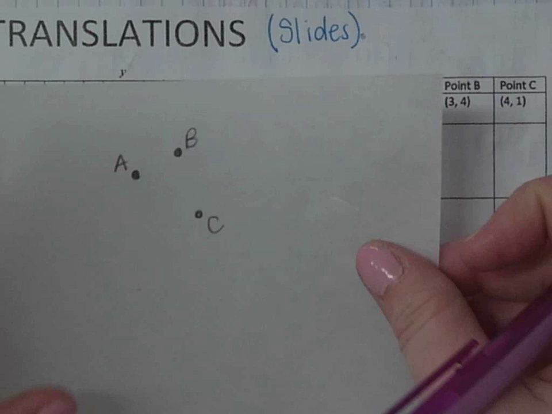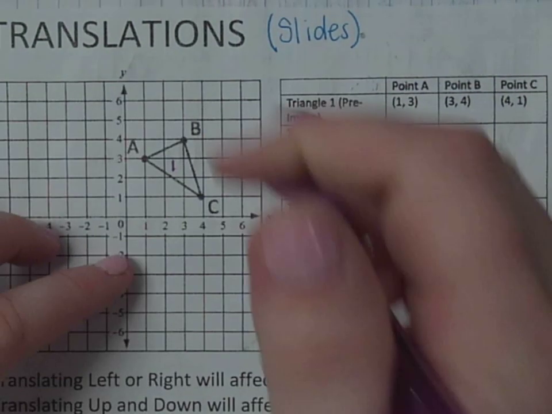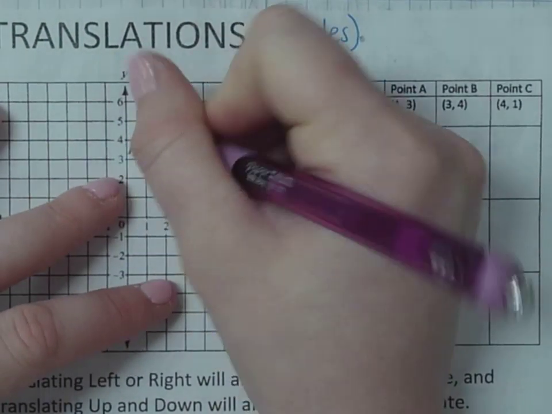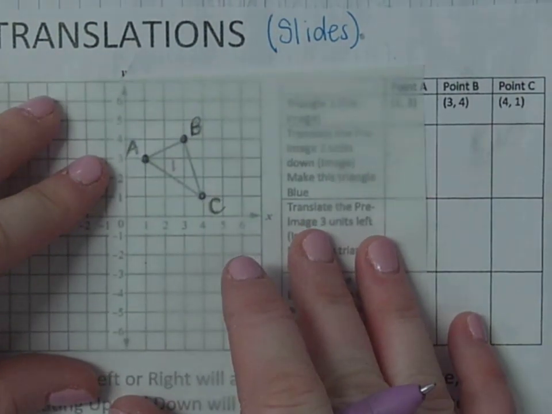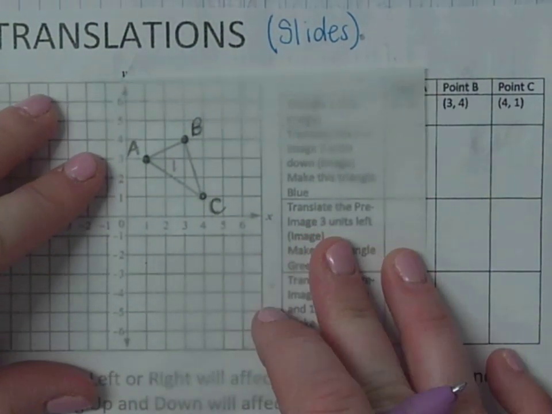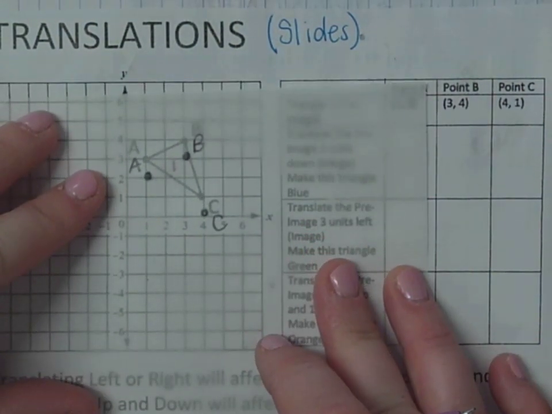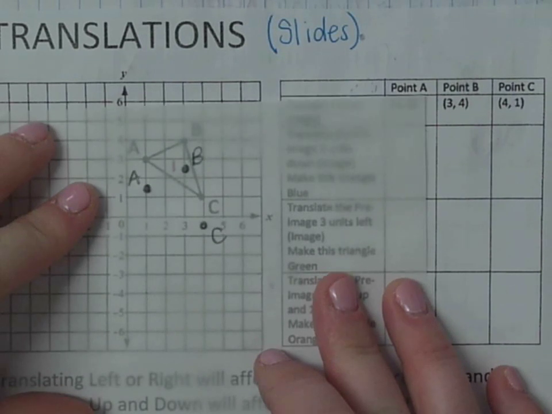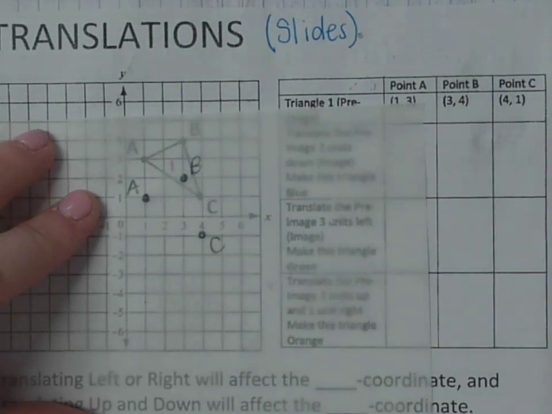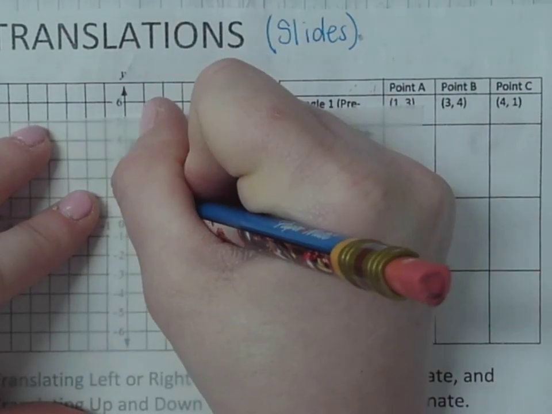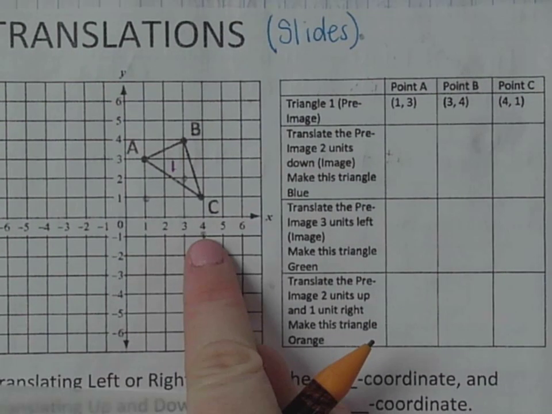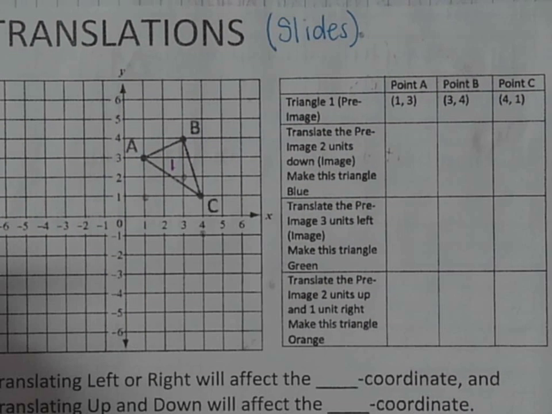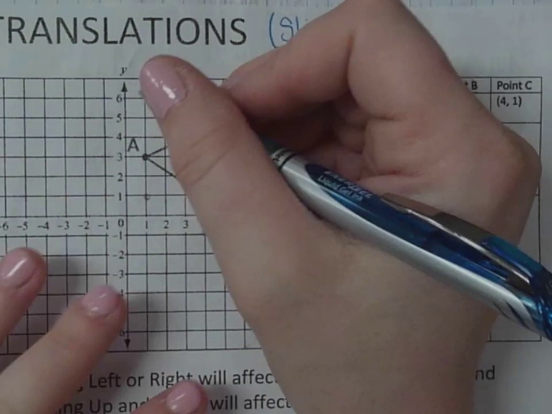So I have my triangle, and notice it says 2 units down. So every point on this triangle is going to move down 1, down 2. And what's nice about patty paper is when I do that, you can see that it transferred those points, and that's why I marked it on the back.